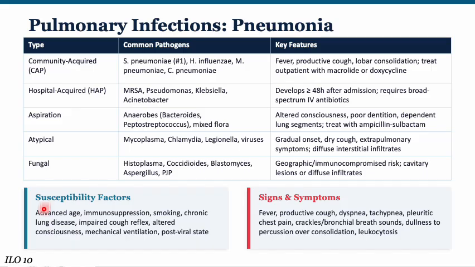So what makes a patient susceptible? Advanced age, immunosuppression, smoking, chronic lung disease, impaired cough reflex, if they're altered and they're unable to cough on their own, mechanical ventilation, and then just a post-viral state. Again, some of the signs and symptoms of patients presenting with pneumonia: you have fever, productive cough, dyspnea, tachypnea, pleuritic chest pain. They can have crackles or bronchial breath sounds, dullness to percussion over the consolidation, and a leukocytosis.